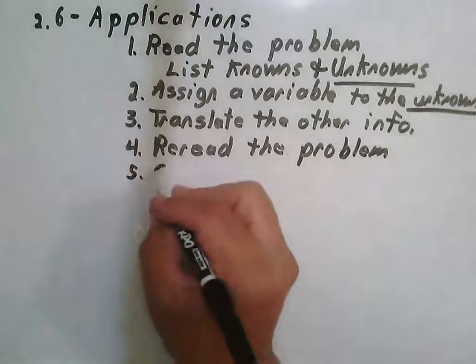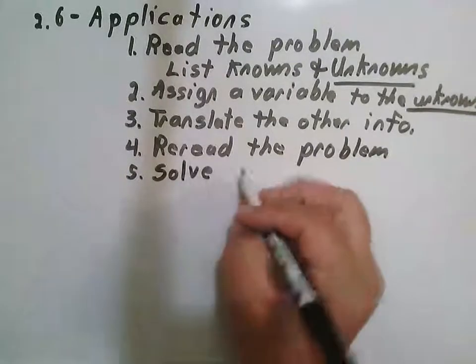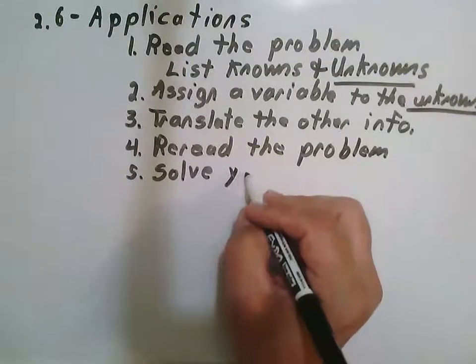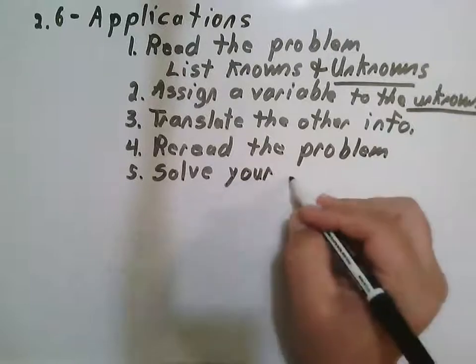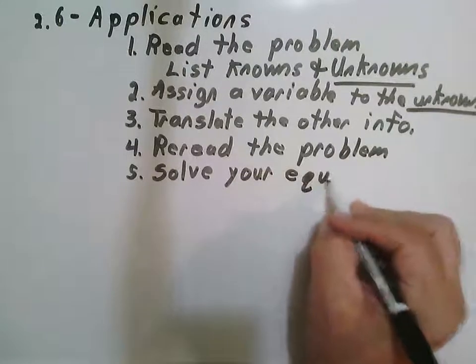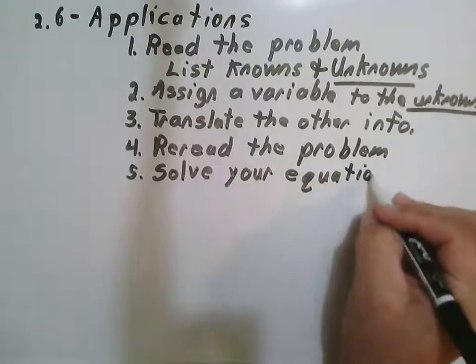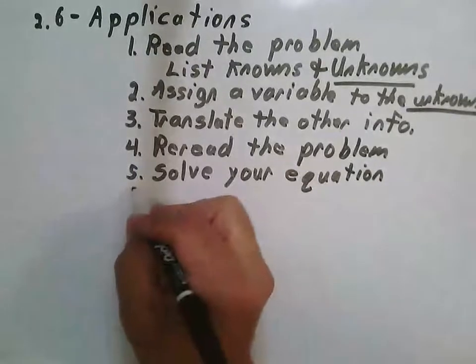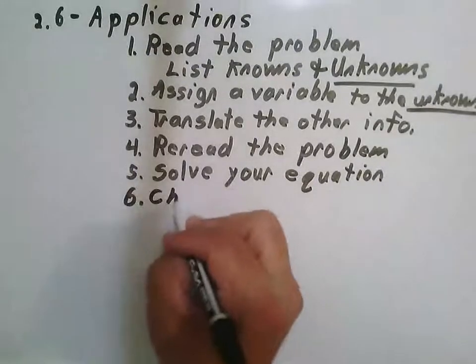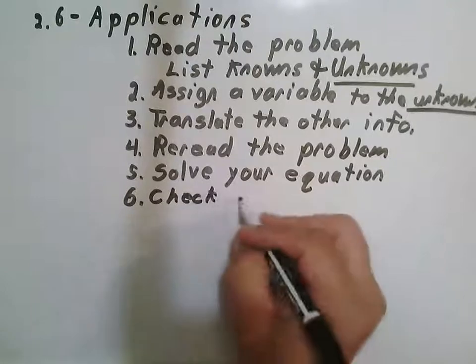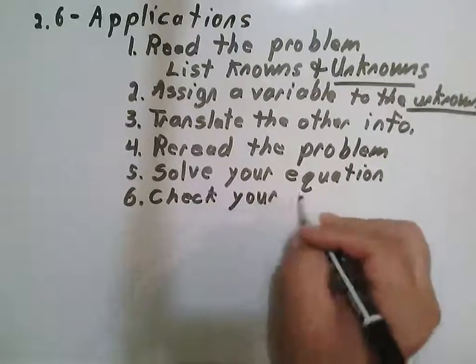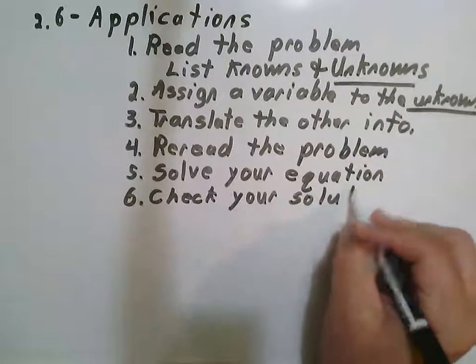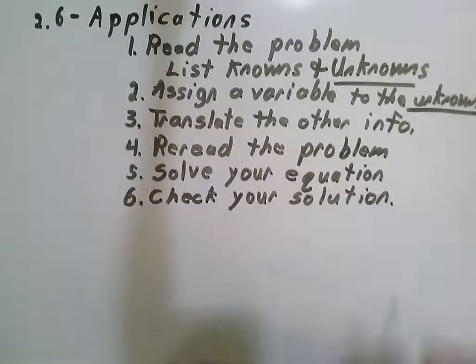Fifth thing you're going to do is solve. Notice that I say you're going to solve your equation, because you are going to make your own equation based off the information that you're given. And number 6, you're going to check your solution, and that always comes with a caveat of if it's time permitting or even if it's applicable.